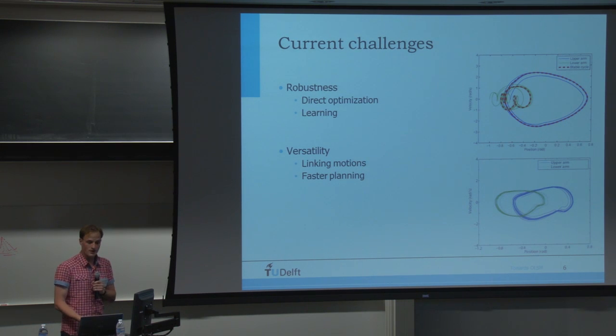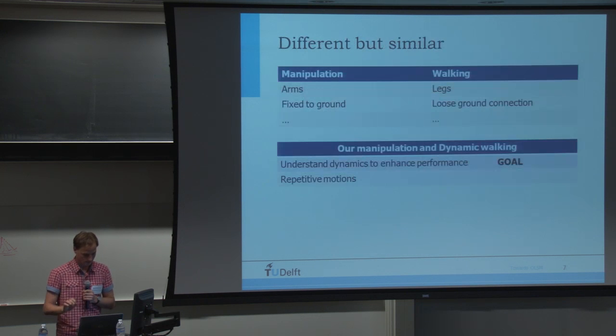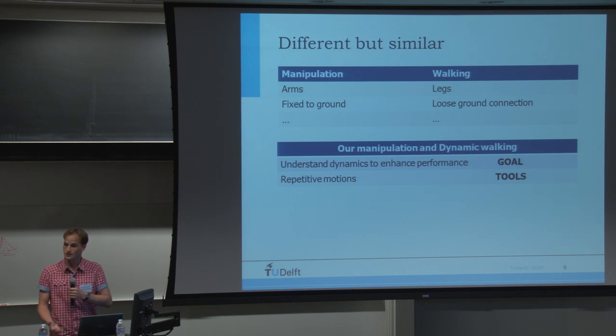The second thing is it's just waving about, and we wanted to do actual manipulation. So we need to link some more motions, we need to start grabbing stuff. And for this we also need faster planning, so we're working on that. In short, what we do is in some ways different, like we're arms instead of legs, and we're fixed to the ground instead of loose ground connections, many more superficial differences. But what we're really trying to do is understand the dynamics of our system to enhance performance, and we use a very similar set of tools to allow us to do this. So I hope you will discuss these two things with us at a poster later.